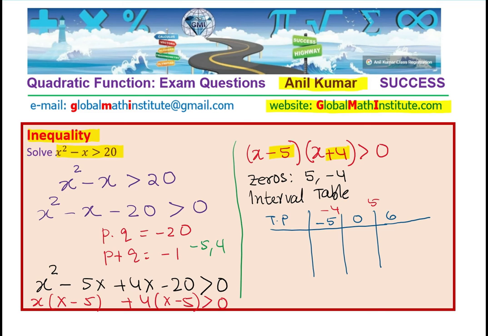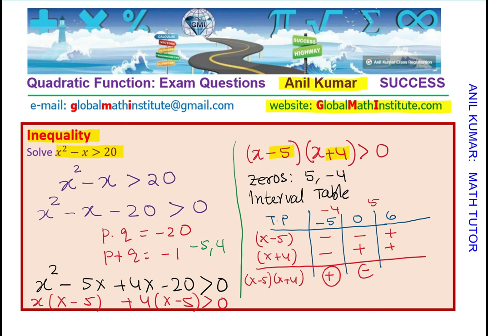The factors which we are multiplying are x minus 5 and x plus 4. If I substitute minus 5, I get a negative number. If I substitute 0, I get a negative number. 6 minus 5 is positive. We are only interested in the sign, not the value. In x plus 4, if I substitute minus 5, minus 5 plus 4 is negative 1, so we write negative. Substituting 0 will give me positive, and 6 is also a positive value. So if we multiply them, clearly two negatives will give me a positive, one negative and one positive will give me a negative, and two positives will give me a positive.